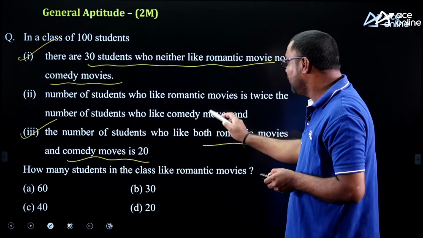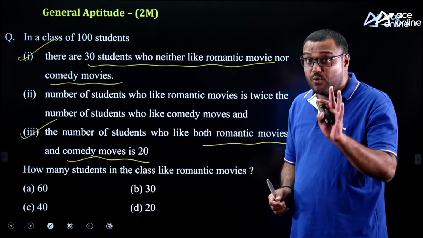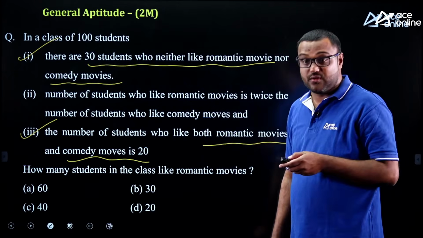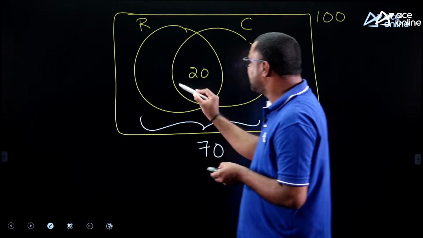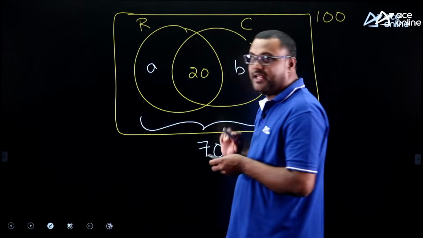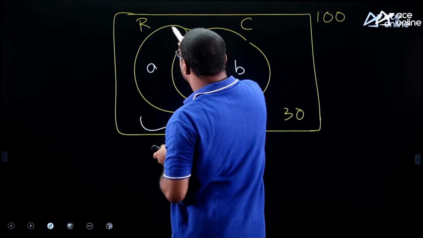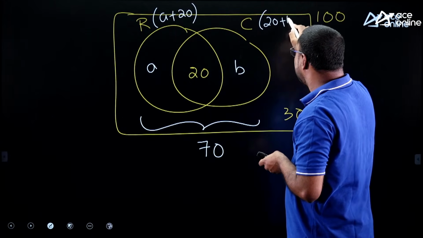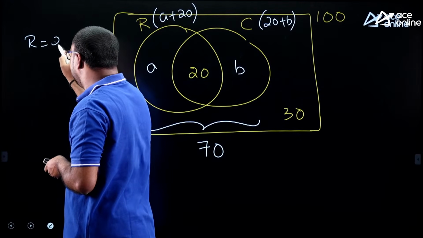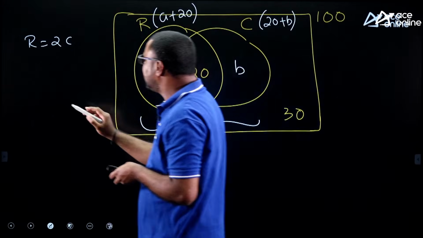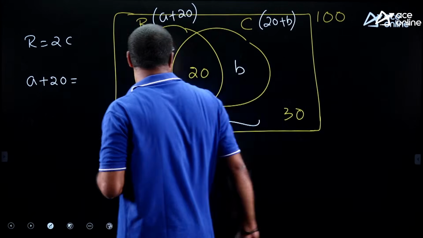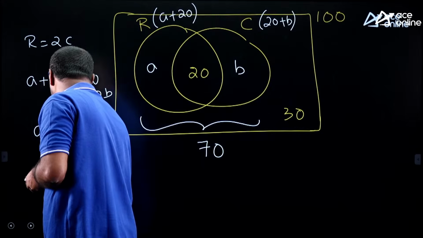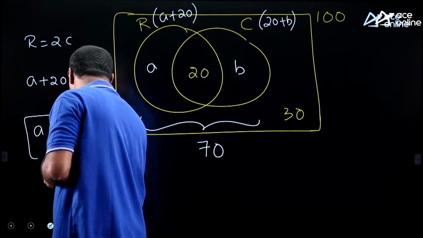They given here total romantic movies, we can say romantic, they didn't mention only. If they use the word only, then that is this area. They mention romantic is twice the comedy movies. You can take this is A and B. Romantic is totally A plus 20, that is the total value of the entire circle. Comedy is this entire circle value, 20 plus B. As per the question, romantic is equal to twice the comedy. So A plus 20 is twice this, we got 40 plus 2B. So A equal to 2B plus 20 is one thing.